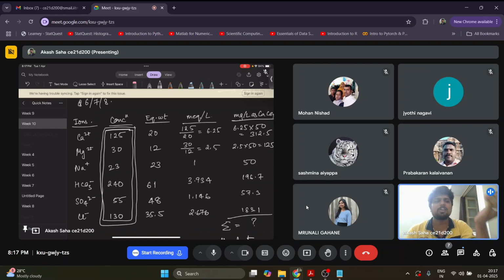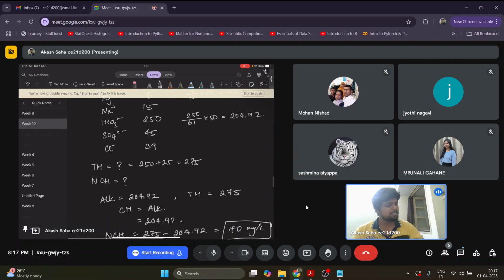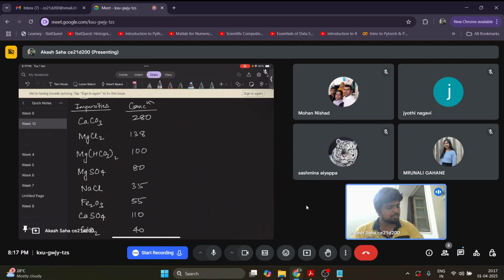First thing, we have to convert everything in terms of milligram per liter as CaCO3, right? Because the base should be the same. So please always remember, don't calculate anything based on the concentrations given in the question. This concentration is given as per the ions or the compounds, so never calculate anything based on these concentrations. First, you have to convert everything as milligram per liter as CaCO3.